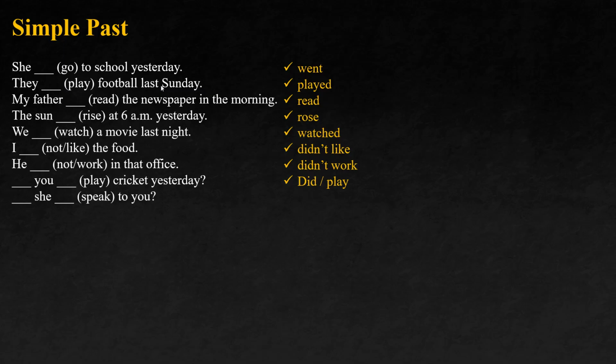Next. Yogesh. Did she speak to you? Good. Did she speak to you? Only one past form you should use. Remember this. I think you people will make the mistake. Everyone will try to say did she spoke to you or did you played cricket yesterday. That shouldn't happen. Okay. Yeah, Pallavi, try.